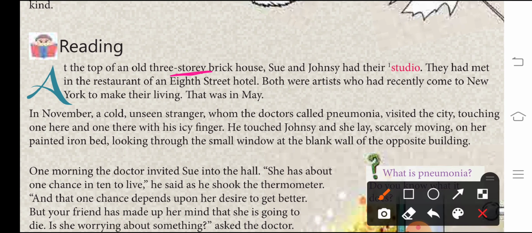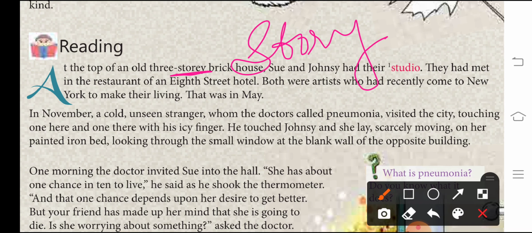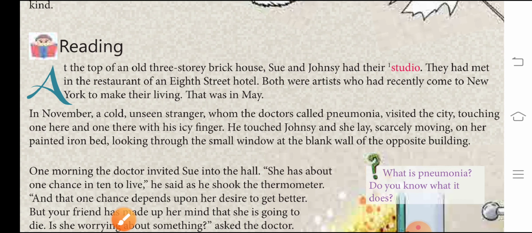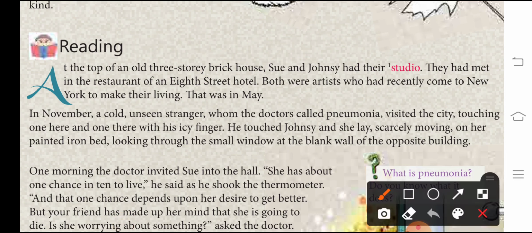So what is story here? We have one more story, S-T-O-R-Y, story. That story is what? Tale, right? Kahani means. But here this story is the story of a house, that means manzil. Clear? So at the top of an old 3-story brick house, Sue and Johnsy had the studio. As we have seen in that animated video, why are they using the word studio here?